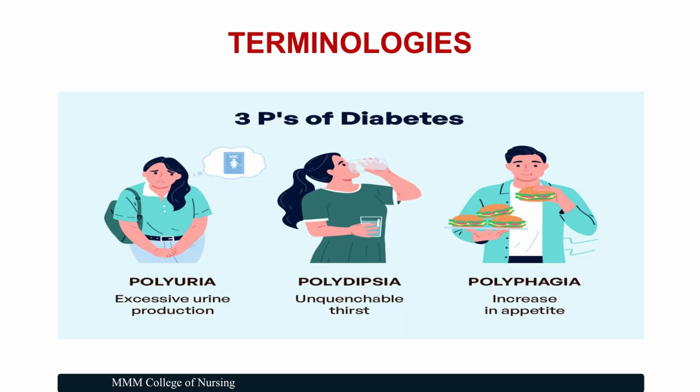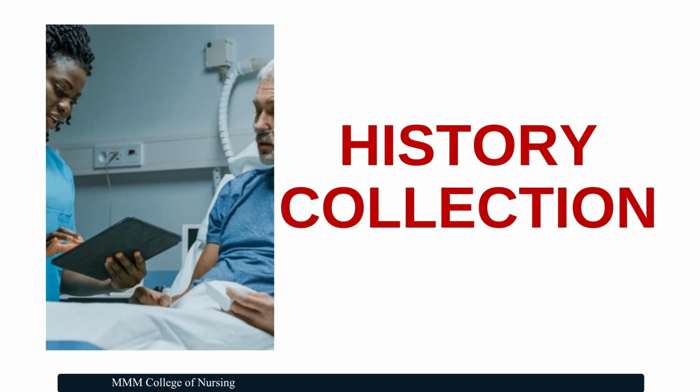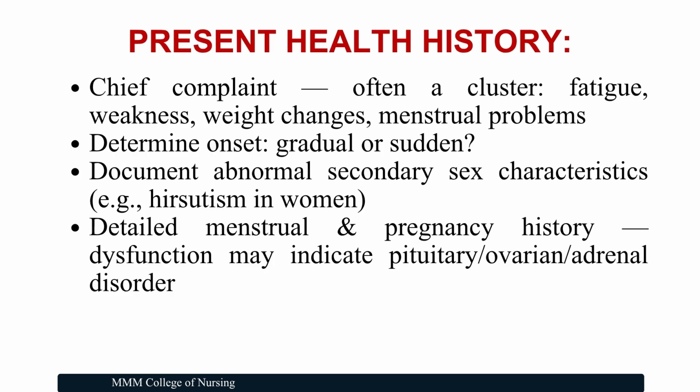And the three polys of diabetes we should also know: polyuria, polyphagia and polydipsia. Polyuria means excessive urination, polyphagia means excessive hunger and polydipsia means excessive thirst. Okay, next we'll move into a very important part, assessment, and the first one is subjective data, history.